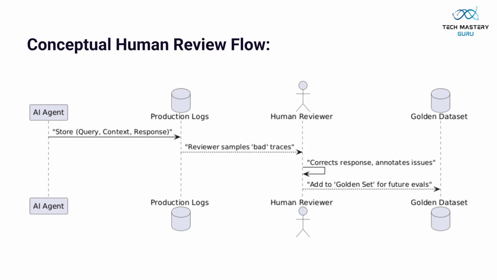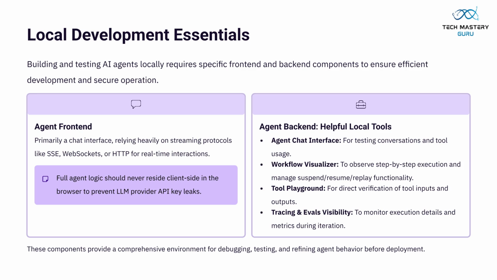This diagram shows a conceptual human review flow. An AI agent's query, context, and response are stored in production logs. A human reviewer samples bad traces, corrects responses, annotates issues, and adds them to a dataset for future evaluations. Local development essentials include an agent front-end, primarily a chat interface using streaming protocols.